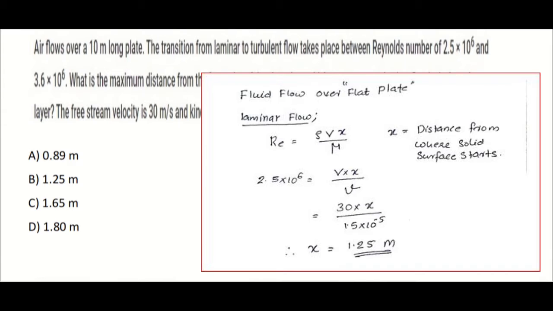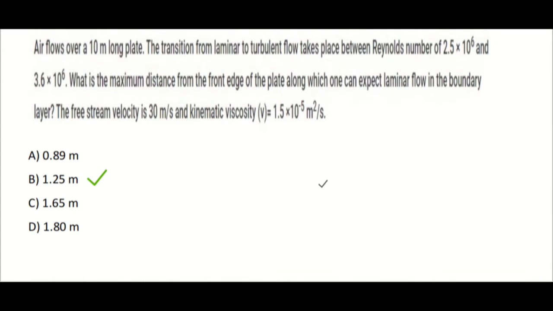For the Reynolds number, in this case, for the maximum laminar flow, we need to consider the Reynolds number of 2.5 × 10^6. So we can substitute these values into the equation, and from that we can find the x value, that is the distance from the front edge of the plate. From that, we get 1.25 meter. That is the right answer.